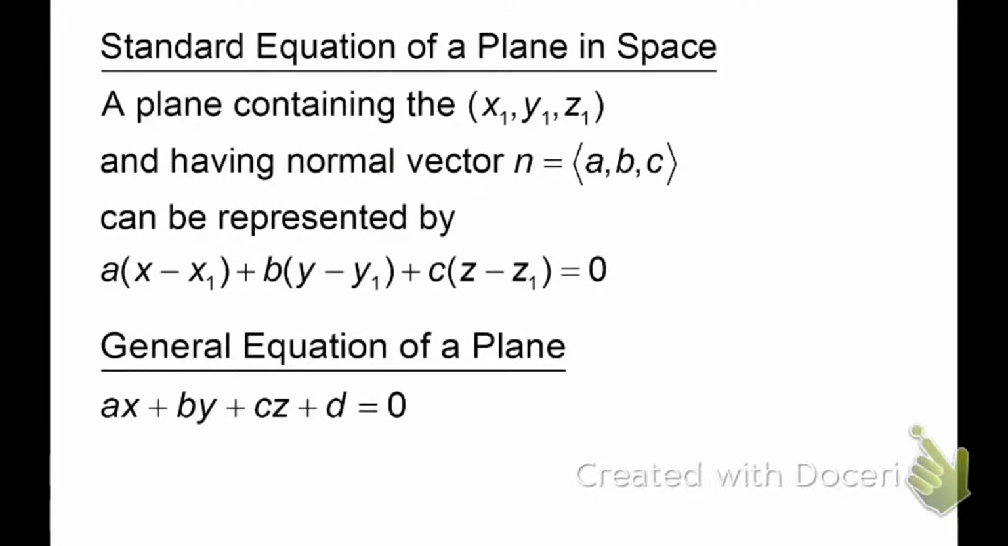Next is the standard equation of a plane in space. So a plane that contains the point x1, y1, z1, and has the normal vector n, a, b, c, can be represented by this function: a times (x minus x1), b times (y minus y1), c times (z minus z1). Again, a, b, and c are the vector that's on the plane. x1, y1, and z1 are a point that's on the plane. Once you plug into the standard equation of a plane, then you can distribute and collect like terms, and that is the general equation of a plane.